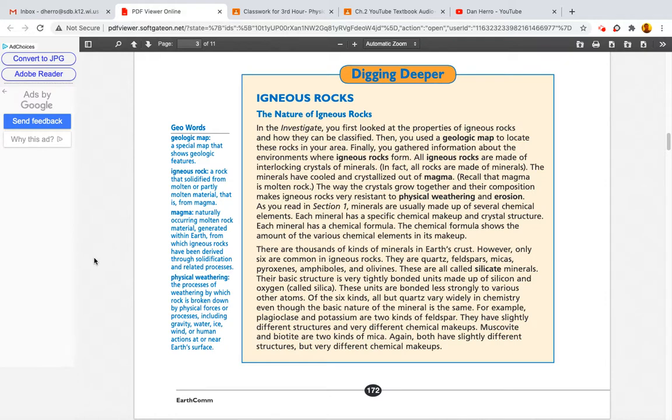Of the 6 kinds, all but quartz vary widely in chemistry, even though the basic nature of the mineral is the same. For example, plagioclase and potassium are 2 kinds of feldspar. They have slightly different structures and very different chemical makeups. Muscovite and biotite are 2 kinds of mica. Again, both have slightly different structures, but very different chemical makeups.